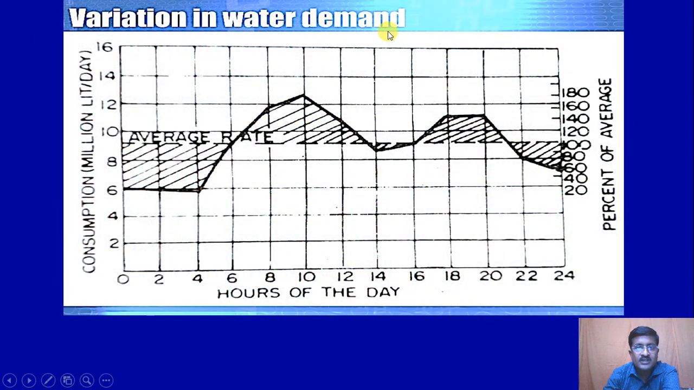Variation in water demand. On the x-axis you can see hourly consumption, the hour of the day, from 0 to 24. The consumption in million liters per day is given, and this is the average. You can understand how the water demand varies. As we have discussed earlier, in the morning it is more, and it goes on decreasing as the hours of the day go on.